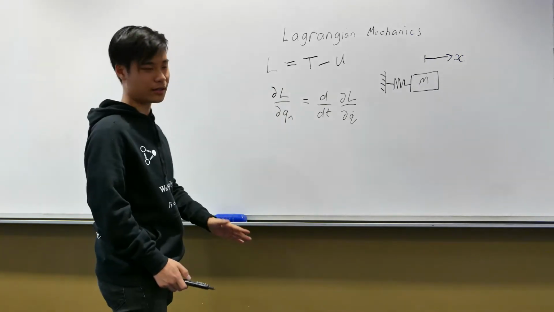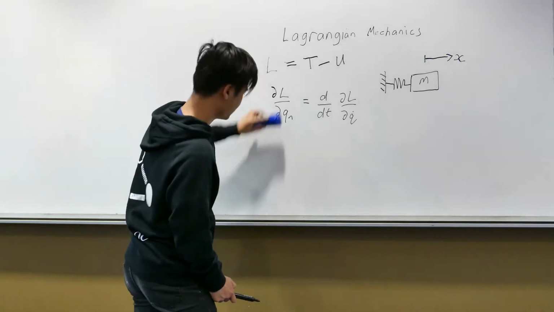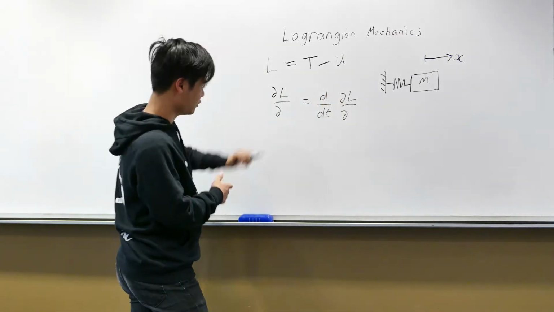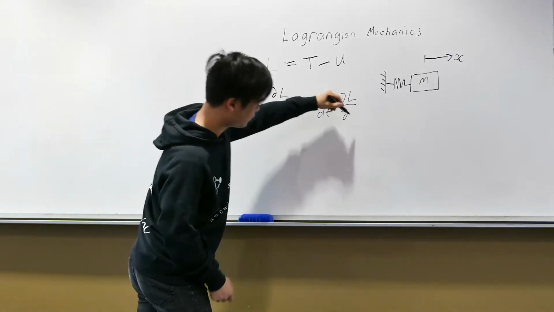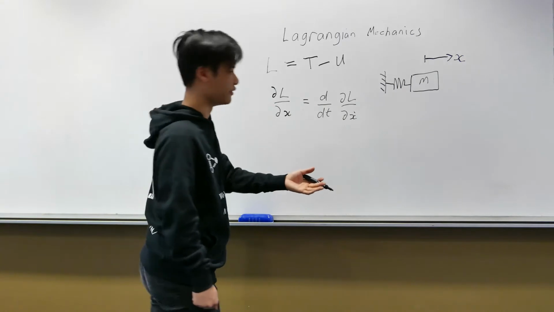There is only one Euler-Lagrange equation because there is one for each coordinate. So here the coordinate will be x. So Q becomes x and Q dot becomes x dot, where the dot is just a time derivative.